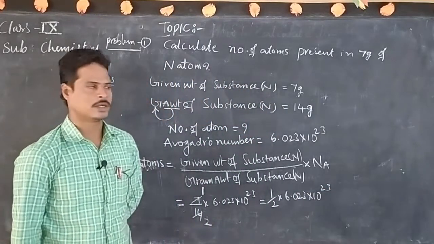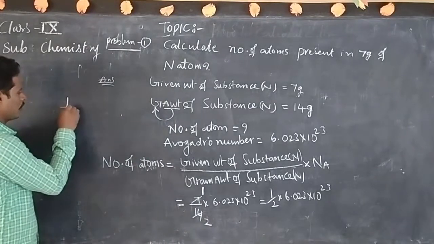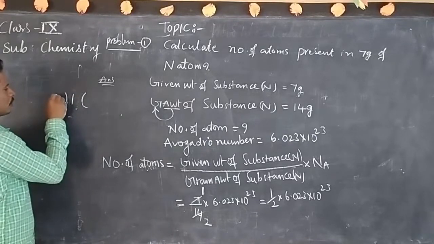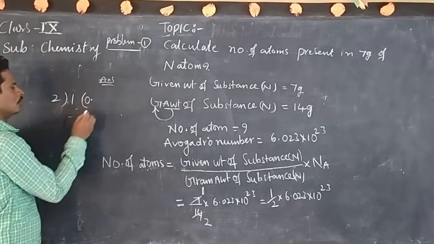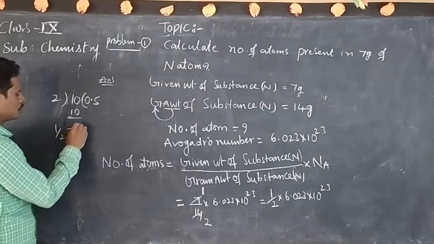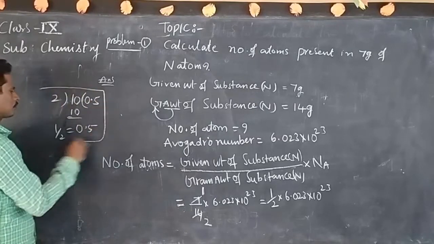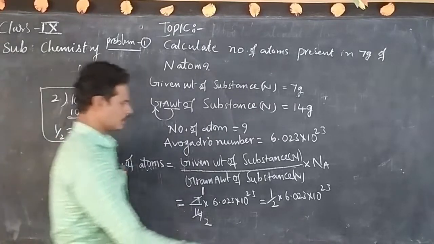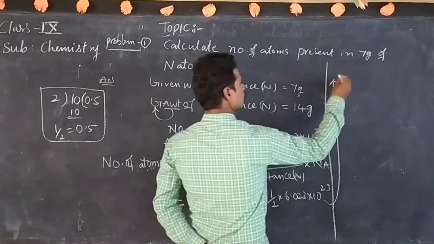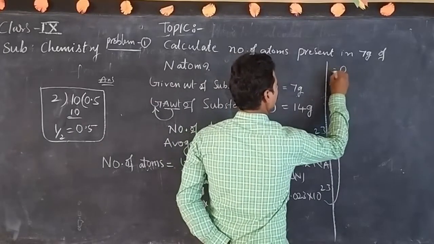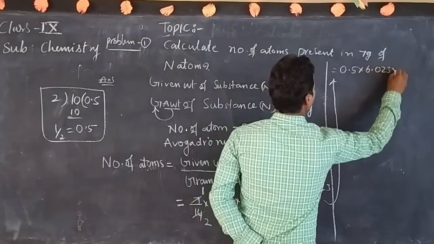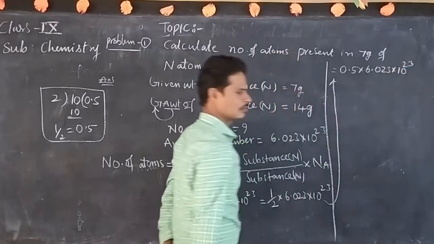So here, 1 by 2 value how much? Now we take the 1 by 2 value. You can do this by dividing with 2. Is it possible? No, that's a 0. 2 fives are 10. So 1 by 2 value is 0.5. Now this one we should write as 0.5 into 6.023 into 10 to the power 23.